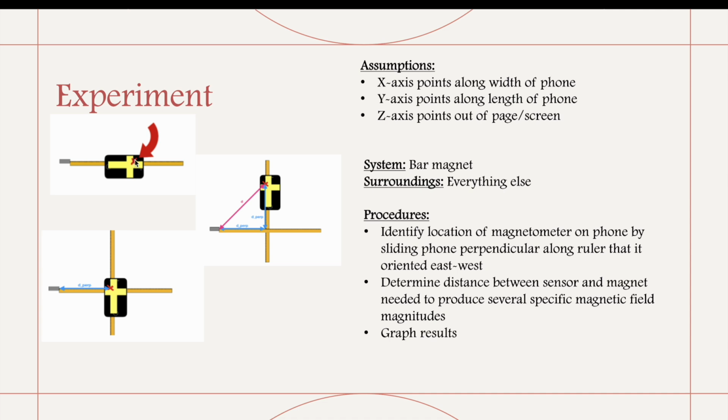Okay, the next thing we do is we're going to determine the distance between the sensor and magnet needed to produce several specific magnetic field magnitudes. So you'll see in the next slide with our graph that we started off with how much distance it takes to have a magnetic magnitude of 100 or 500 or 50, and then we'll plot those distances.